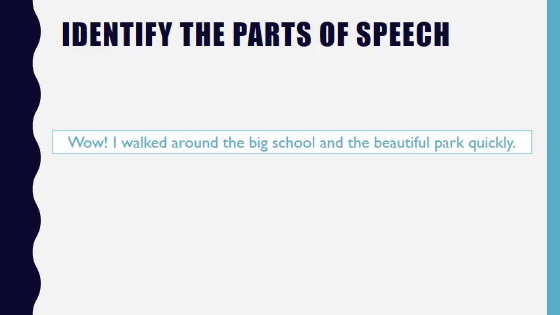Identify the different adjectives in this sentence. The adjectives are big and beautiful. Big is used to describe the noun school, and beautiful is used to describe the noun park. Identify the interjection in this sentence. The word wow is the interjection in this sentence. The author is feeling surprised on how quickly they walked around the school and the park because of the interjection.